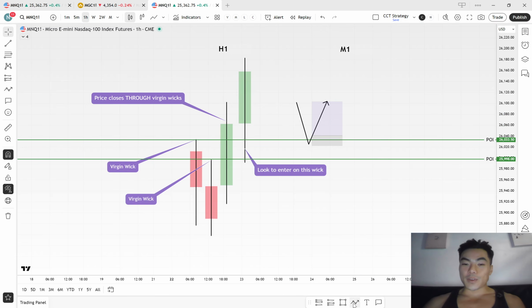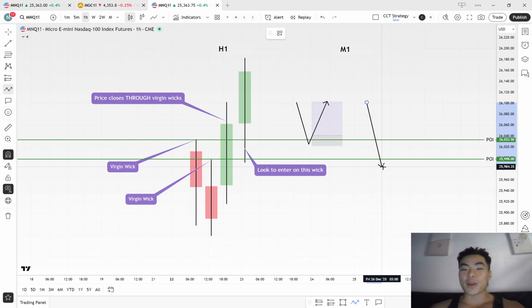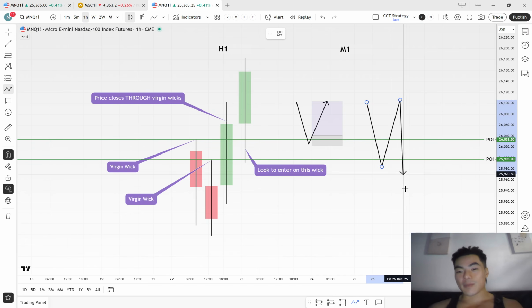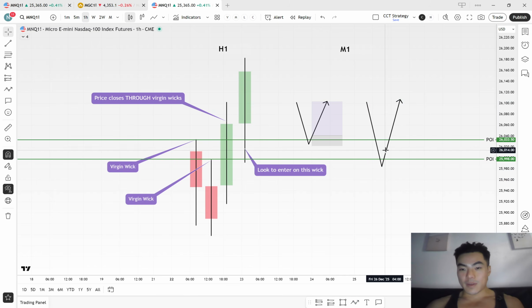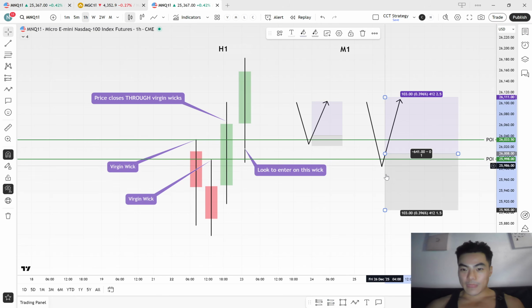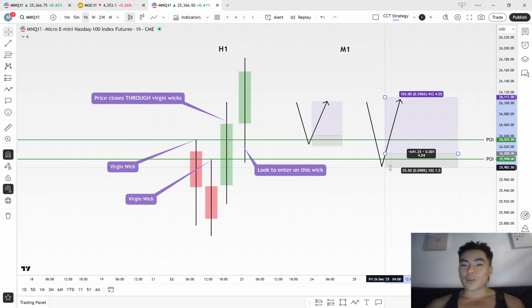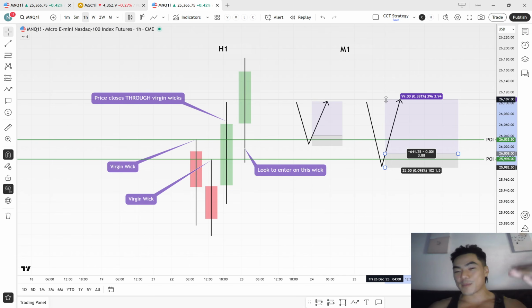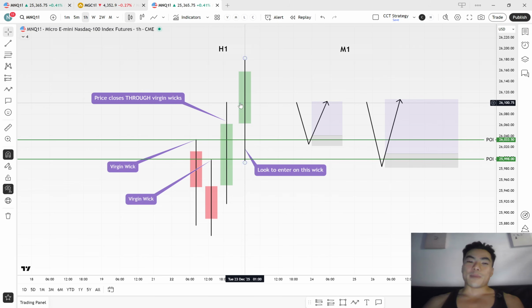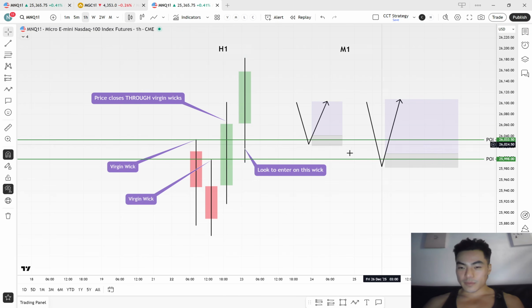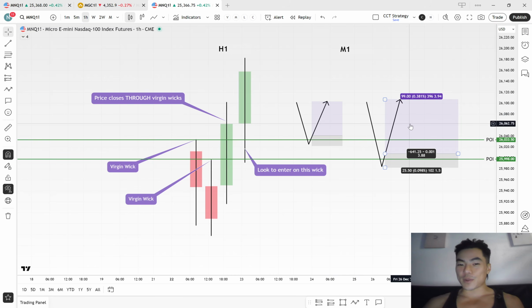Or alternatively, since there are two POIs, price could go down here, close beneath this lower POI, and then close back above. And you would enter on confirmation of closing back above. But we'll go through a bunch of examples so it'll make more sense. And yeah, you're targeting that high. And so that is essentially what it looks like, okay?